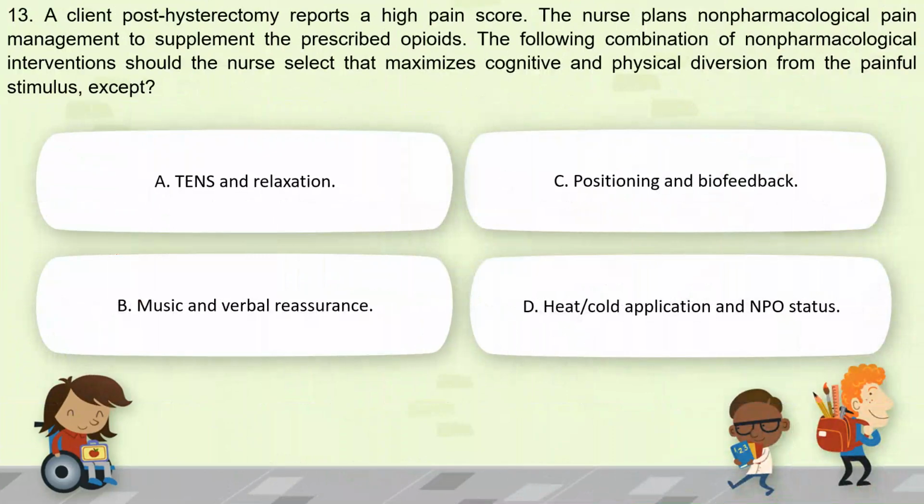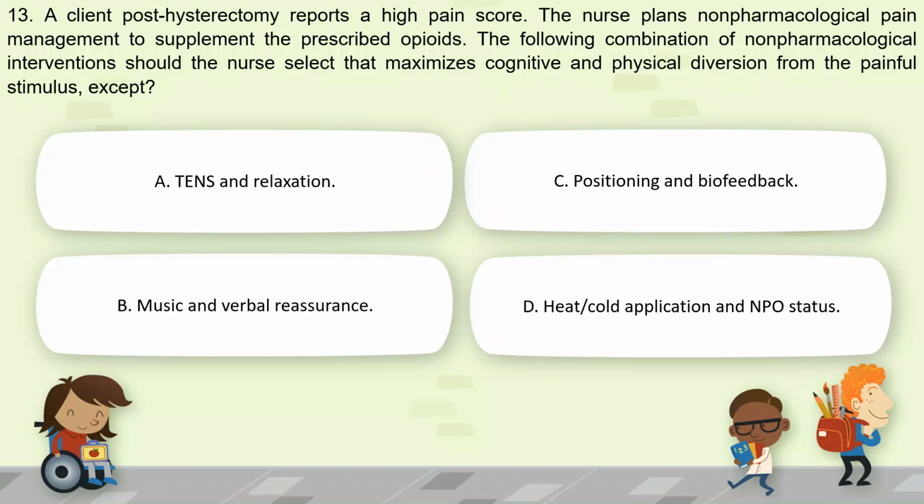13, I think this is the last number. A client post-hysterectomy reports a high pain score. The nurse plans non-pharmacological pain management to supplement the prescribed opiates. Which combination of non-pharmacological interventions should the nurse select that maximizes cognitive and physical diversion from the painful stimulus, except: tense and relaxation, music and verbal reassurance, positioning and biofeedback, heat and cold application, and NPO status.